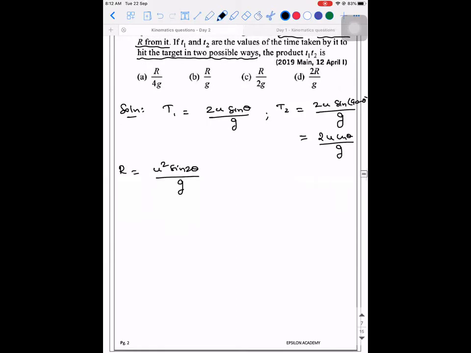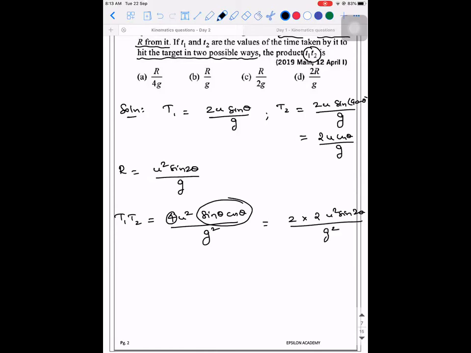So what they're asking is the product of T1 and T2. So T1 into T2 is equal to 4u square sine theta cos theta divided by g. So you have sine theta cos theta. You need to multiply it with 2. Do you have a 2 already existing? There is a 4, right? Break it into 2 parts. Sir, g square in denominator. Yeah, g square, sorry. Sine 2 theta divided by g square.